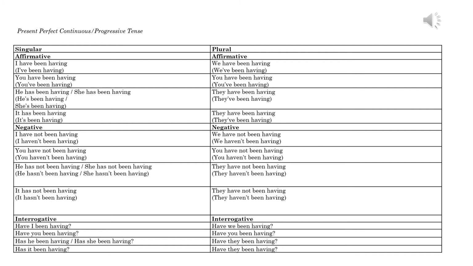Interrogative. Have I been having? Have you been having? Has he been having? Has she been having? Has it been having? Have we been having? Have you been having? Have they been having?